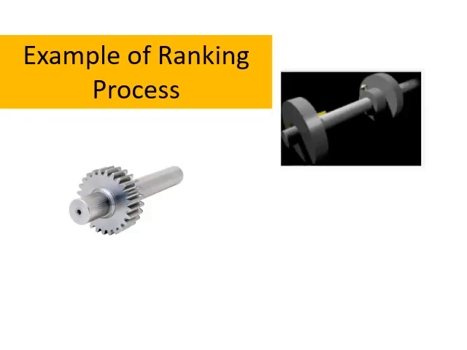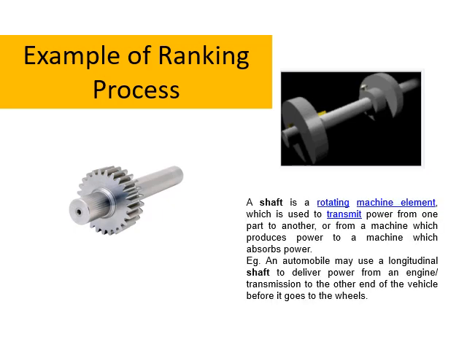Some example for the ranking process over here. A shaft is a rotating machine element which is used to transmit power from one part to another, or from a machine which produces power to a machine which absorbs power. Okay, so over here, the function of this shaft is to transmit power without failure, which means this one is revolving, twisting. So you have to relate it to the shear modulus and so on. And also you need a very high stiffness material, and probably you need a lightweight design. Okay, and then the design will mostly be variable.